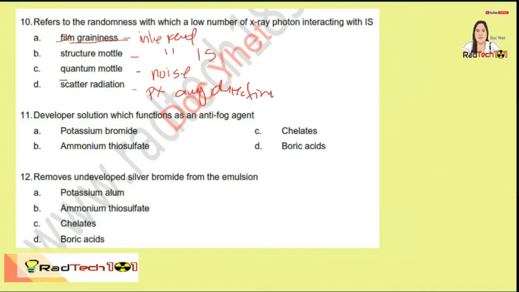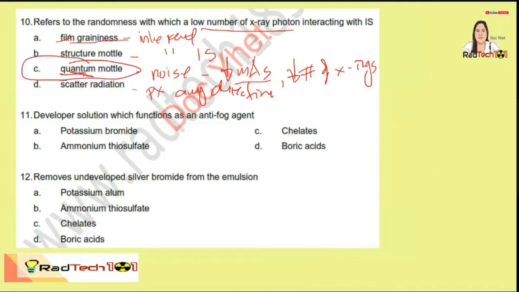So ang quantum mottle, nag-occur siya if we are using low mAs. And with low mAs, just like what I have mentioned earlier, low mAs will also result to low number of X-rays reaching the IR or the IS. So ito, low number of X-ray photons. So this is quantum mottle.